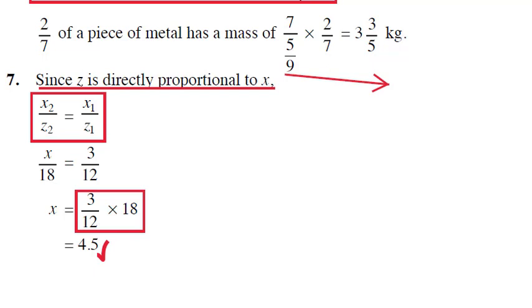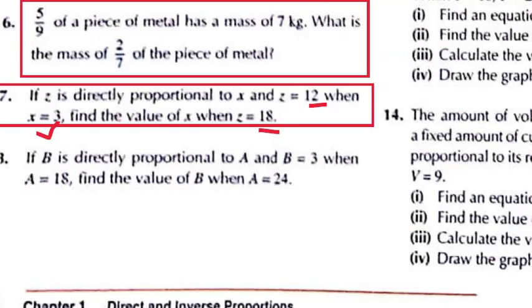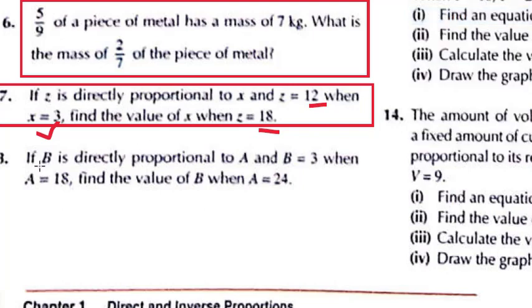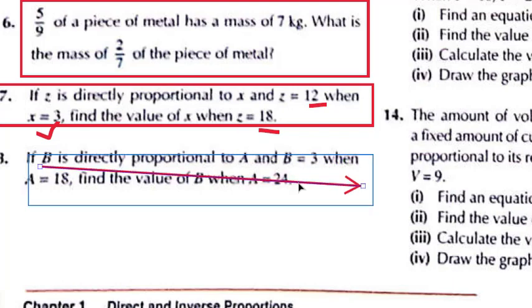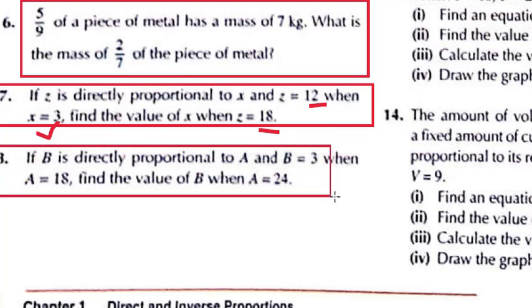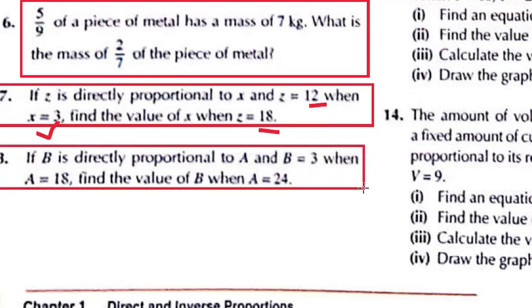Okay, question number 8. If b is directly proportional to a, here again the same condition is given, directly proportional to a, b equals 3 when a equals 18, find the value of b when a equals 24. We may apply the proportion method here, and b is directly proportional with a, so the equation should be written with the sequence of what is given in the question.